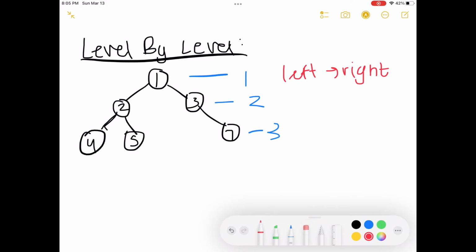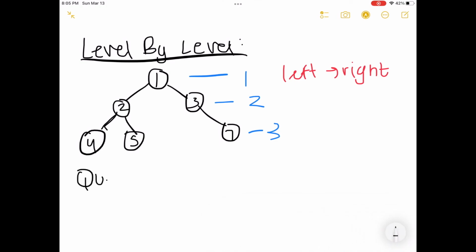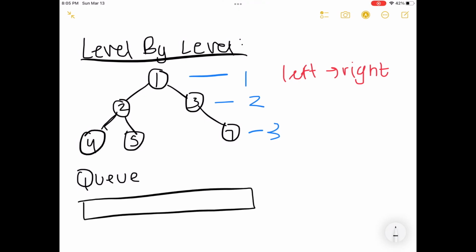So how this is accomplished is through a data structure, and the data structure is called a queue. The queue is basically first in, first out. So it's like people standing in a line, for example. So how the algorithm works is like this. I won't show the pseudocode, but let's just talk about how it works. So what we do is we start at the root again, as usual. We always start at the root, and we basically push the root into the queue.